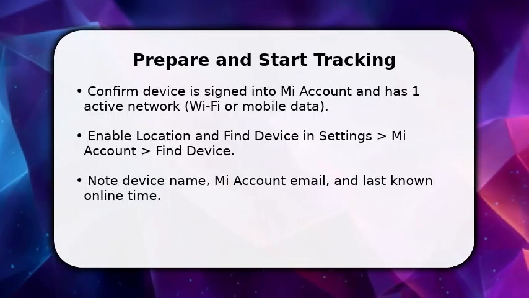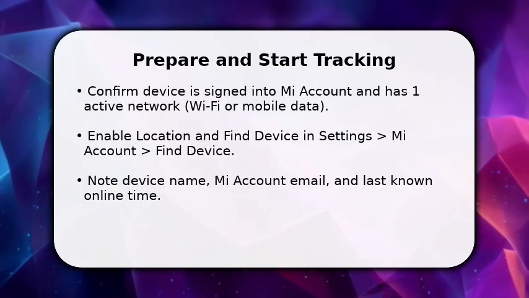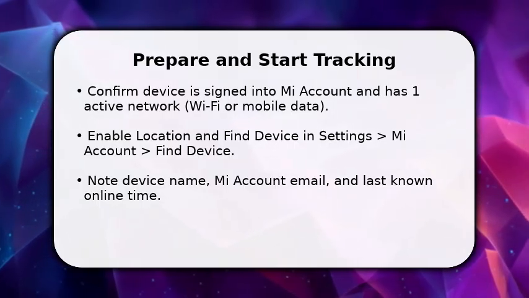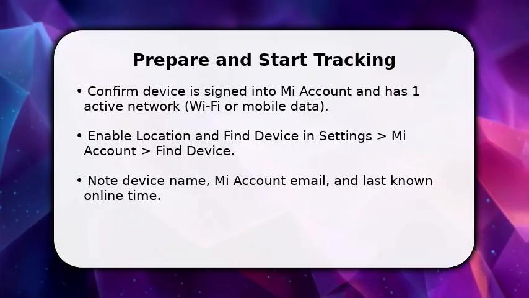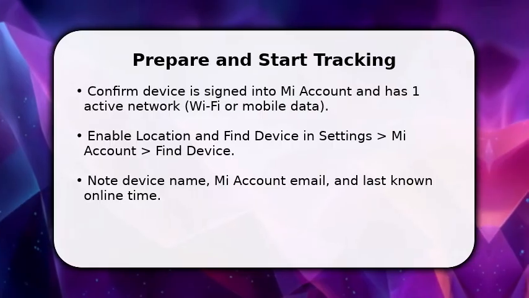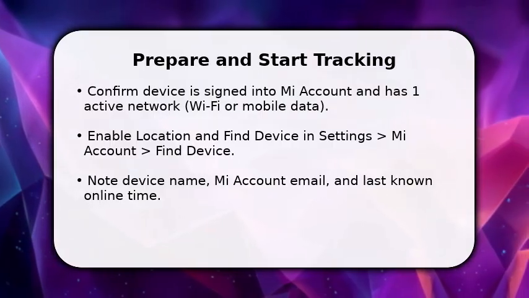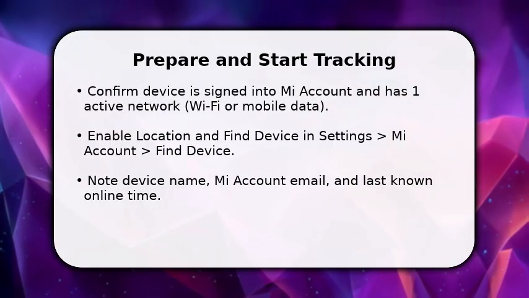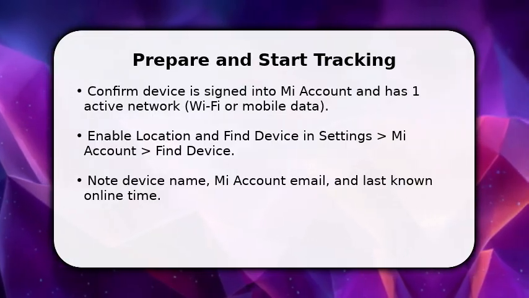You start by confirming the essentials. Your phone is signed into My account and has an active network connection. Go straight to Settings, open My account, then find Device, enable location and remote controls. Once done, note the device name and My account email. You'll use them to locate the device.